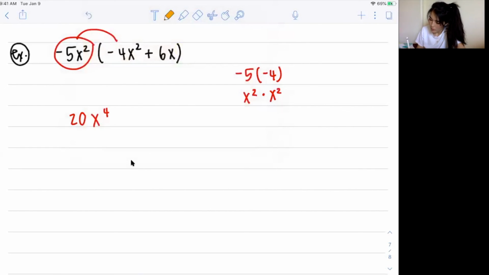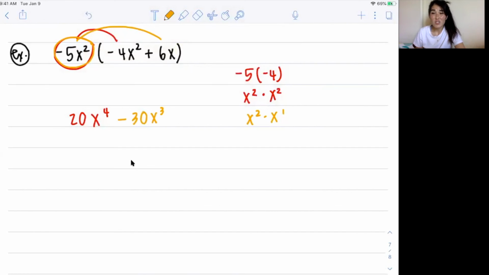All right, same thing with the second term. Take that negative 5x squared and distribute it to the second term. So again, number times number. Negative 5 times negative 6 is negative 30. Here though, you have x squared times x. So x squared times x. Should notice that there's 2 and then 1, so 3. So x to the 3rd would be your expression.